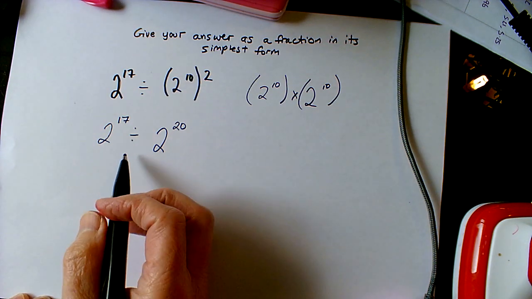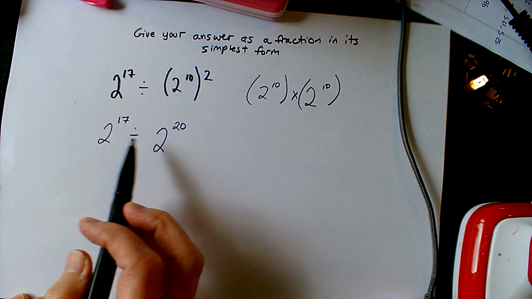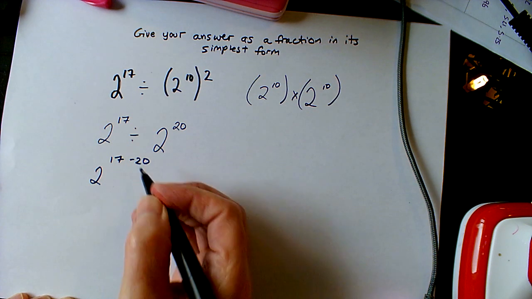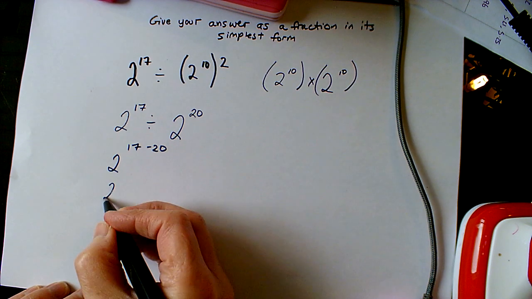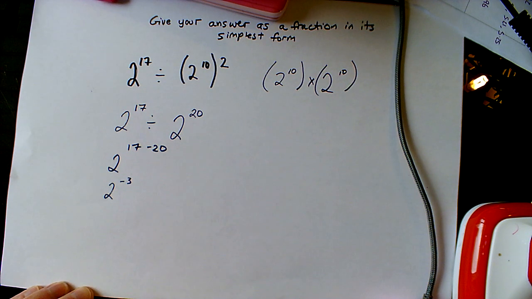Here, if we are dividing, the law of indices says that we can take away the powers if our bases are the same. So I've got 2, 17 take away 20. That is going to give me 2. 17 take away 20 is going to give me minus 3.